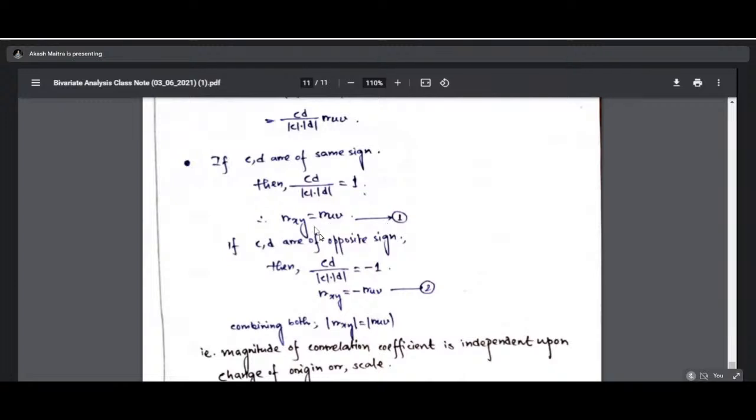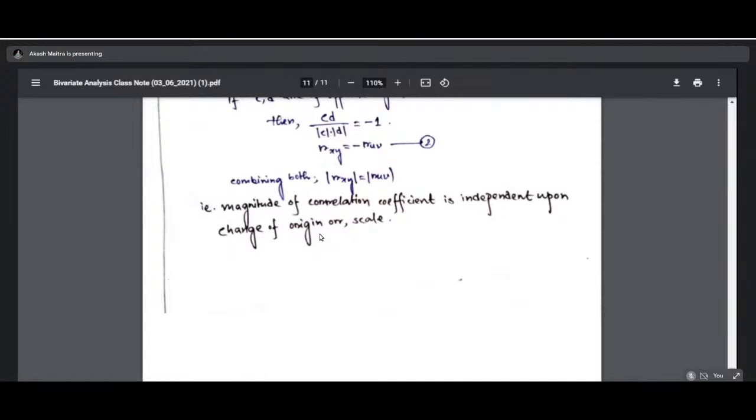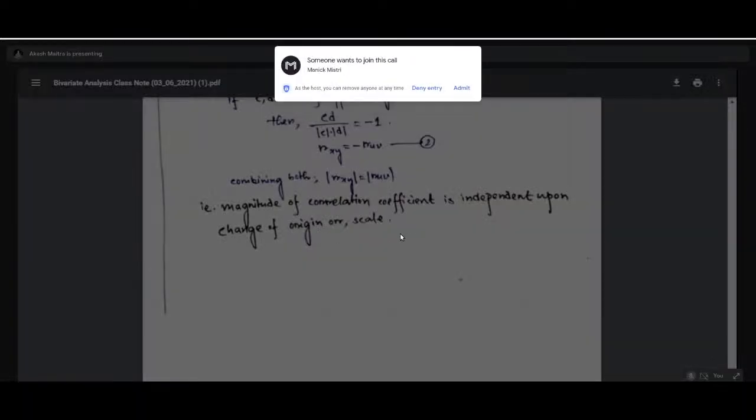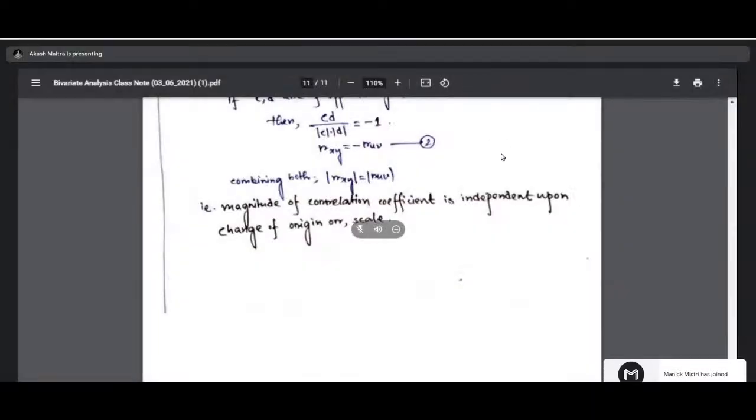So considering relation 1 and relation 2, we can combine both. We can say that modulus of Rxy is equal to modulus of Ruv. That is, the magnitude of the correlation coefficient is independent of change of origin or scale. Like if I consider that my product moment correlation coefficient for the whole data set is 0.7, say, then if we change origin and scale, Ruv will also be either 0.7 or minus 0.7, but it will definitely not shift from the value 0.7.